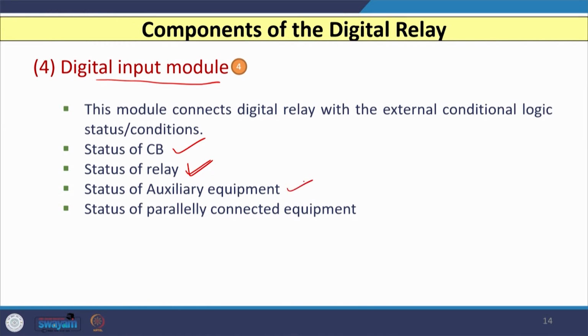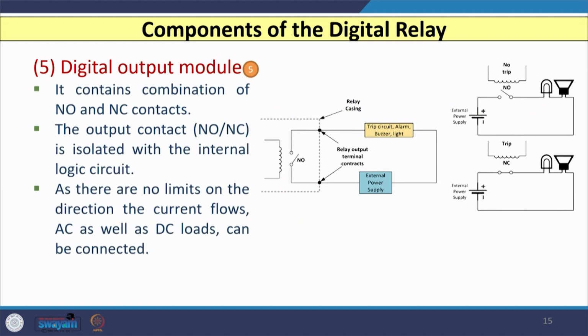Let us say we want the status of some auxiliary equipment. Let us say we have a transformer and we want the status of, let us say, the temperature of the winding or the oil level indicator status. So, those are also acquired by this digital input module, and the status of any parallelly connected equipment is also acquired by the digital input module.